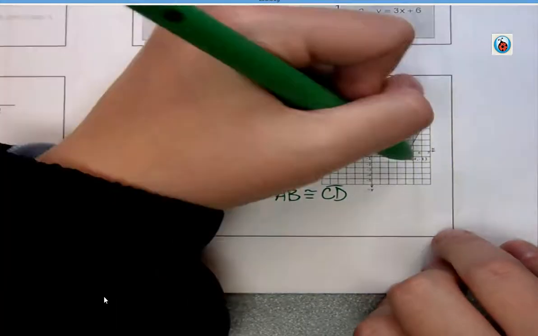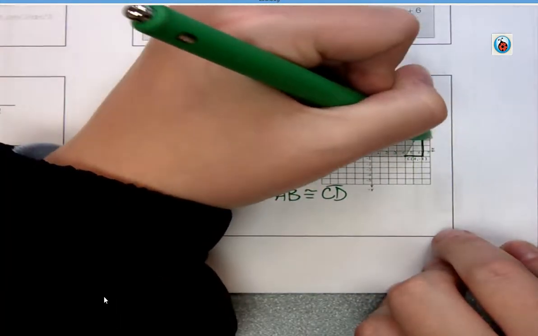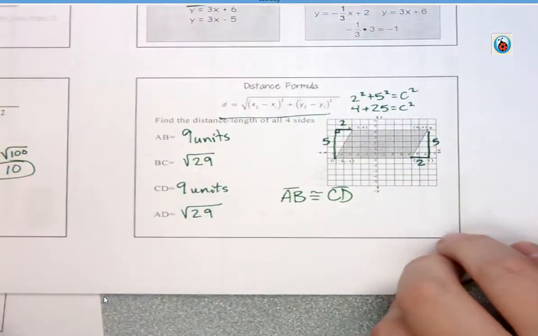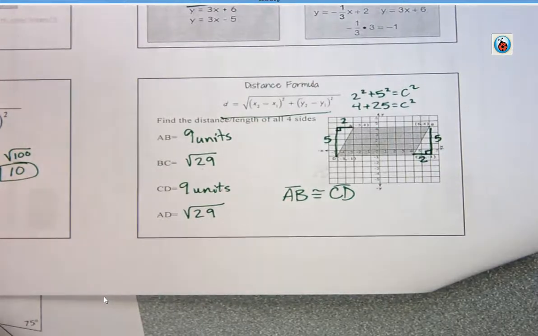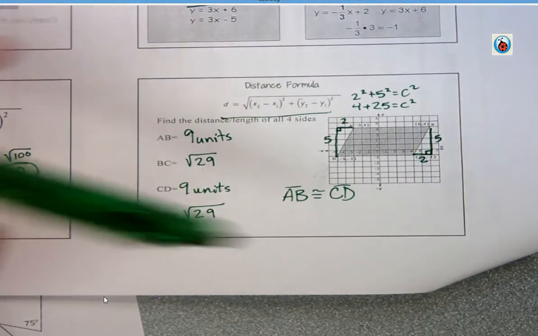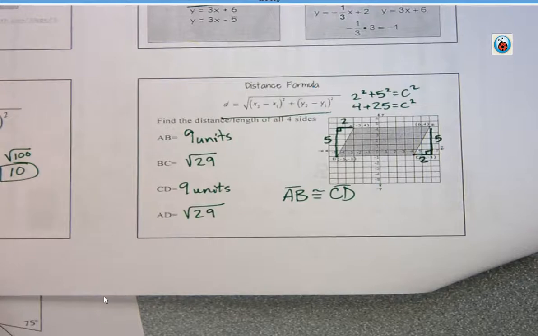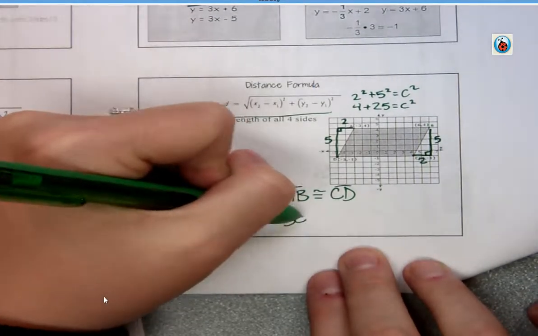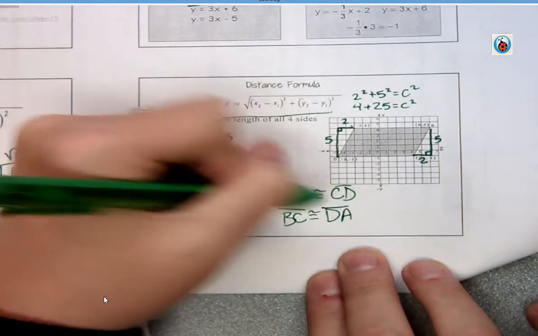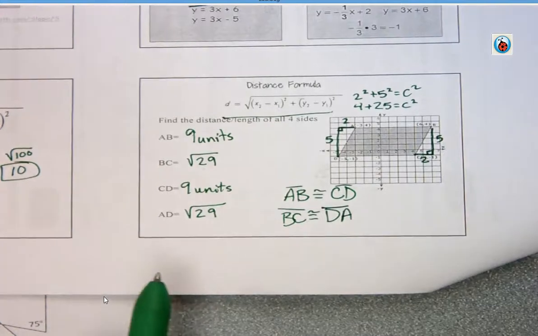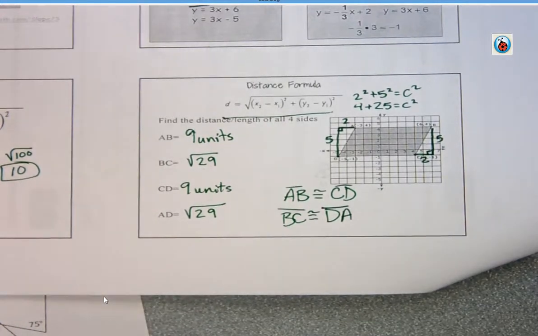And then it's also BC, because if you notice, it's the same triangle, 2 and 5. So you do that over again and you get the square root of 29. Can't simplify 29. None of the perfect squares go into 29, so you just leave it. But we can write that BC is congruent to DA or AD. Doesn't matter, they can be flipped. And voila, we'll be using this a lot this chapter. So just make sure you know what's going on.